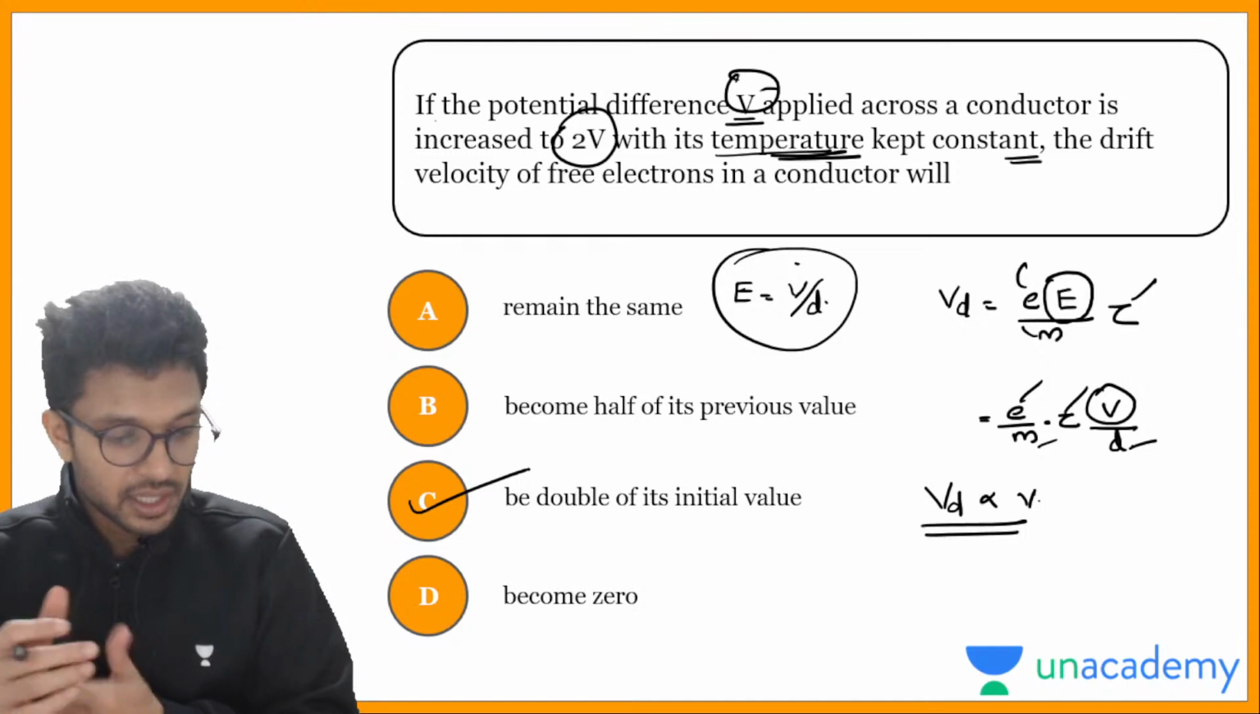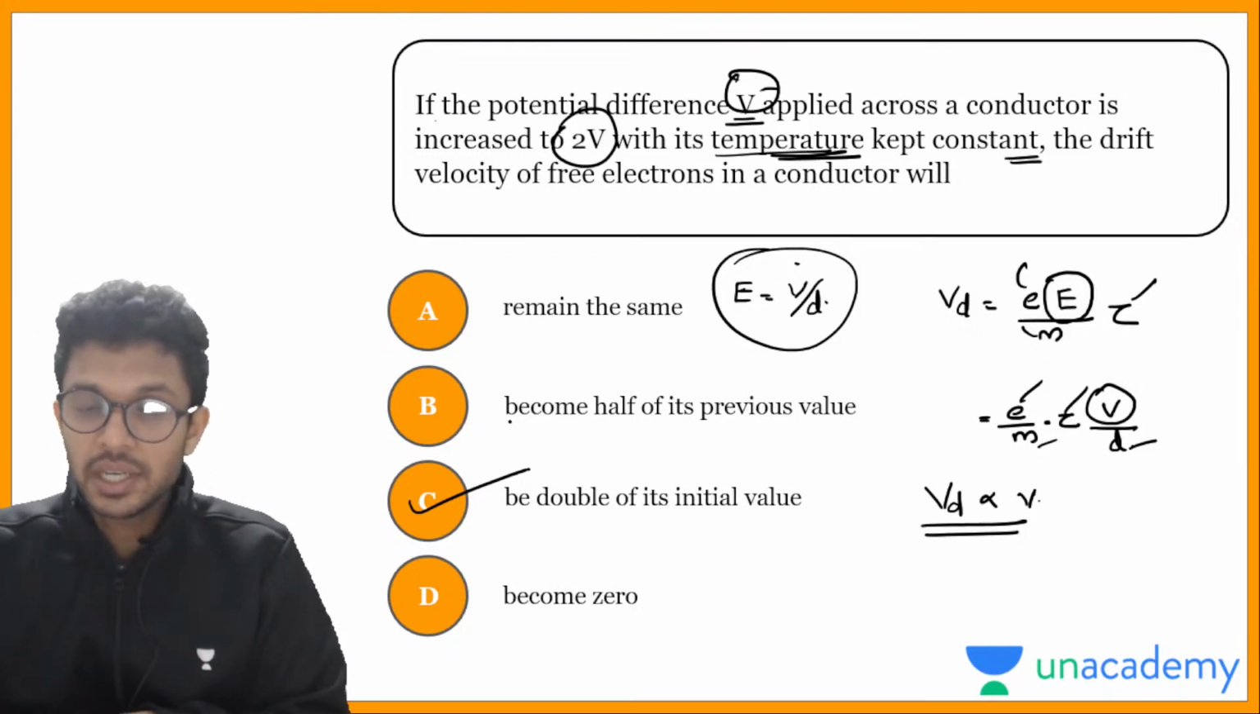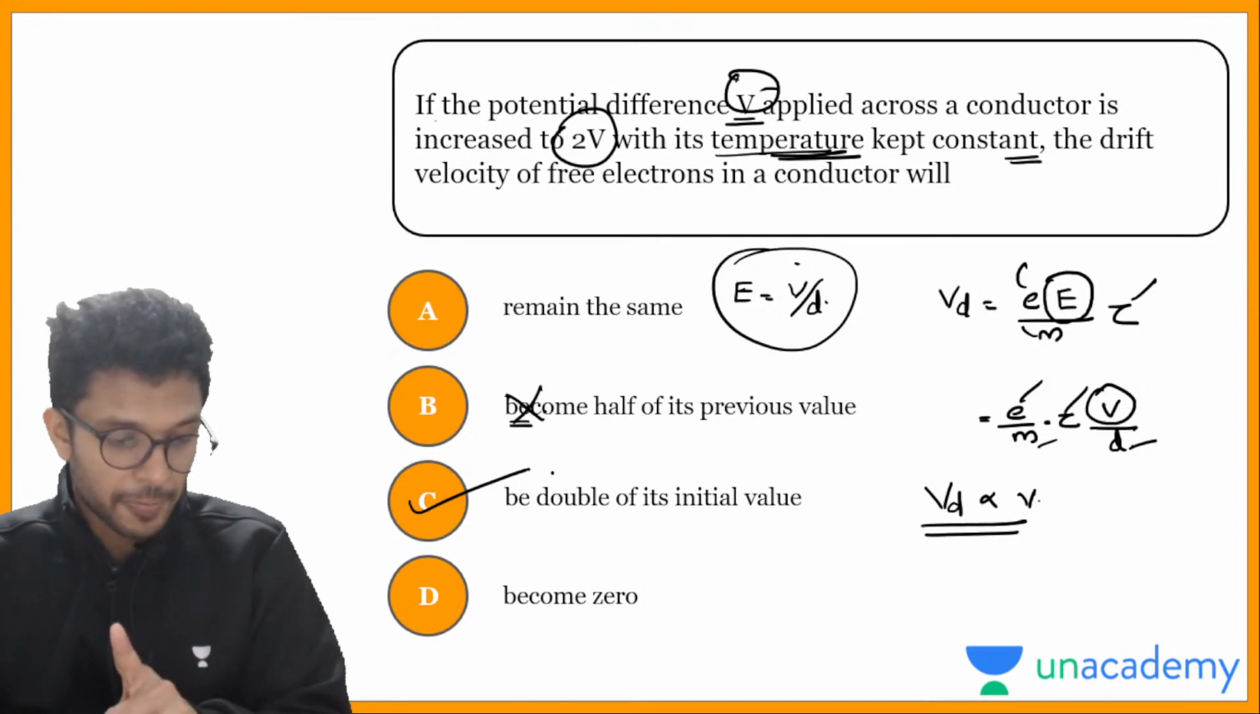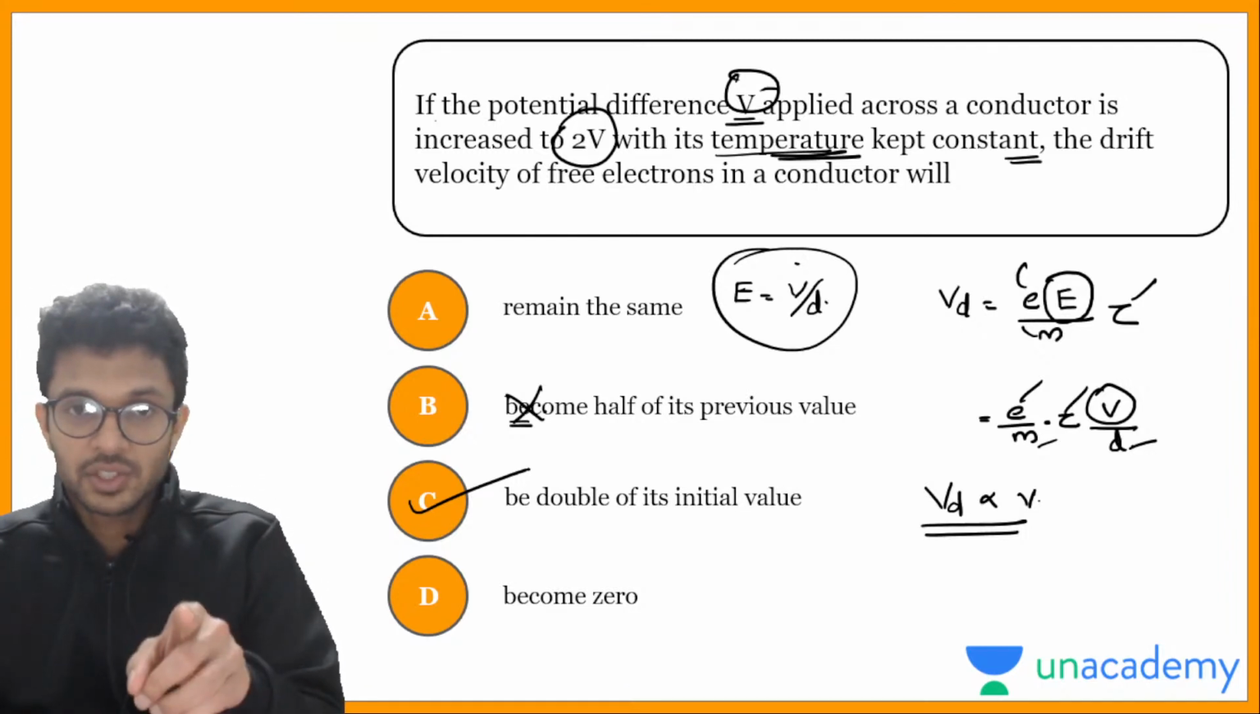It will be doubled. So on the internet, if you check, you can get option B on many of the sites, but this is wrong. It gets doubled. Option C is the correct one. Okay, so make the necessary changes. Option B is wrong. It's option C.